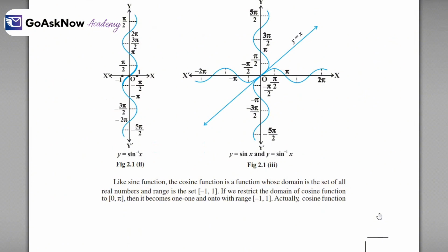Similar to sine, which I defined as one-one and onto in the interval minus pi by 2 to pi by 2, we can restrict the domain of the cosine function to 0 to pi. Why 0 to pi? See here, what is the graph of your cosine function? If you can recall it, its graph is like this only.